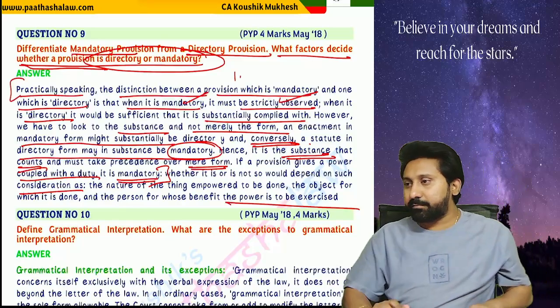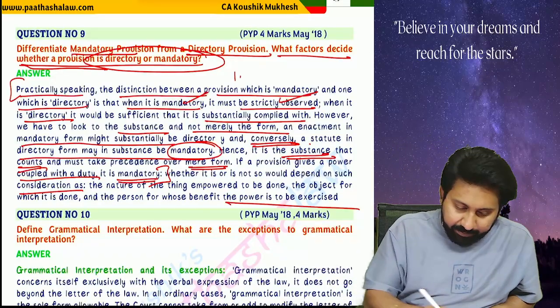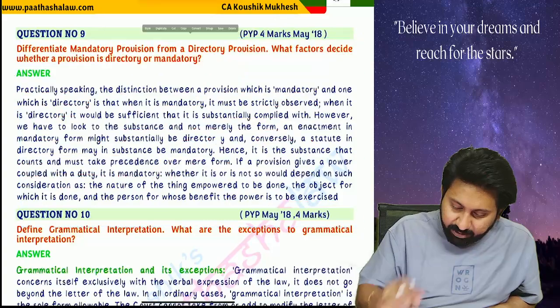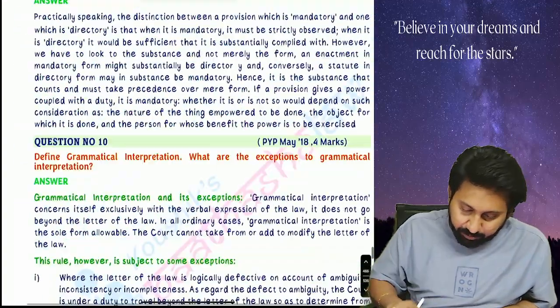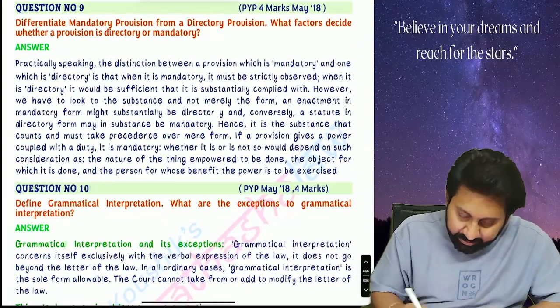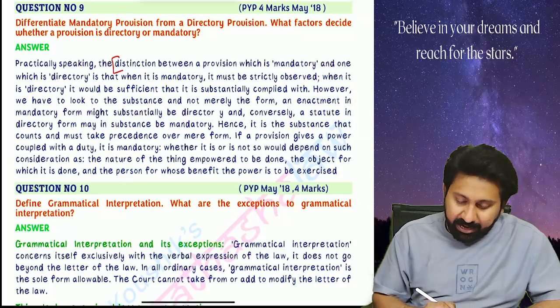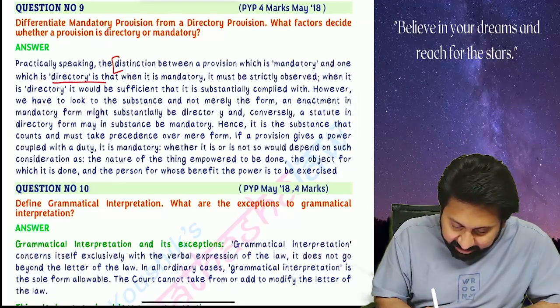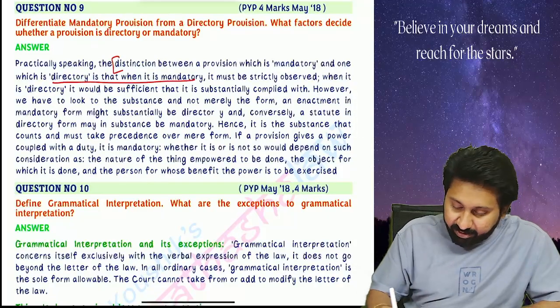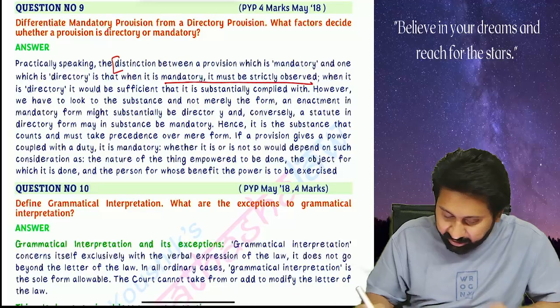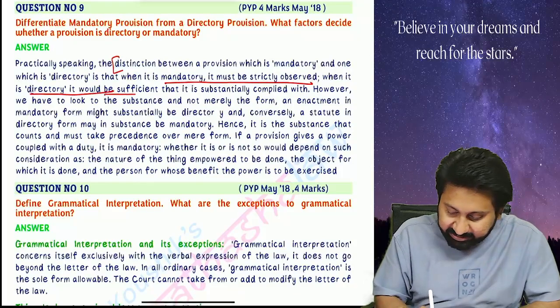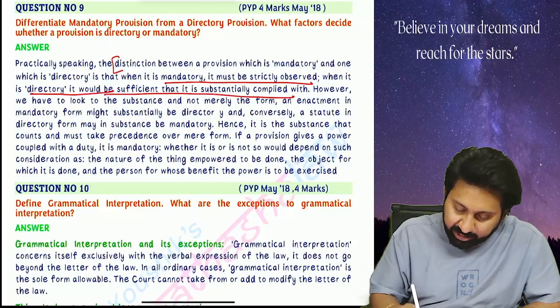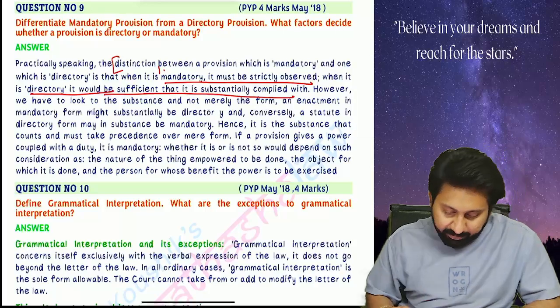Okay. First point number 1. I will make out the points for you to write in the exam for 4 marks. Point number 1: distinction between mandatory and directory. When it is mandatory, we should strictly follow. When it is directory, it is sufficient if you follow substantially. One point. Point number two.